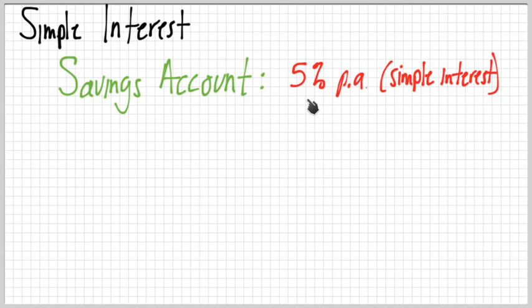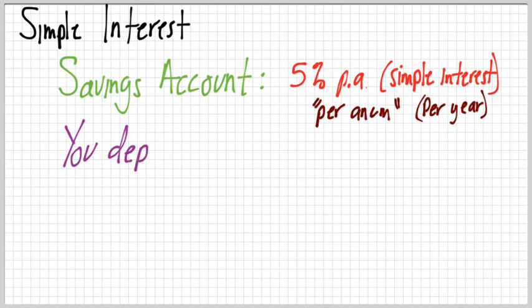So they'll say something like 5% PA simple interest. Now, this PA stands for the words per annum, which just means per year. Annum is like annual. Per year. So let's say you deposit into this bank account $100.